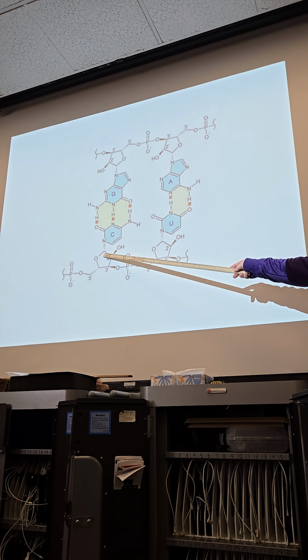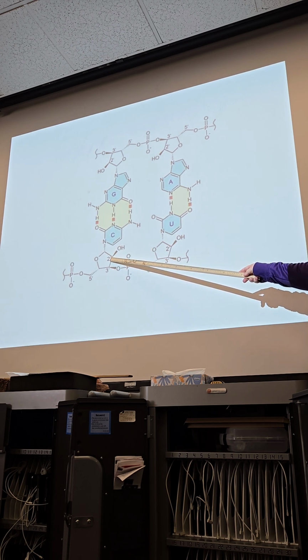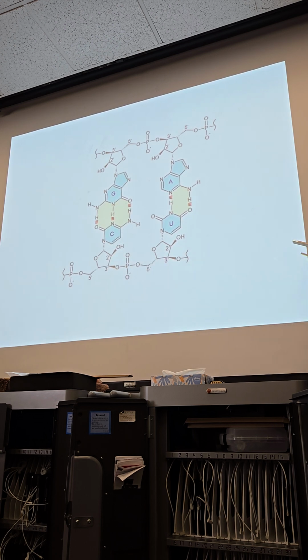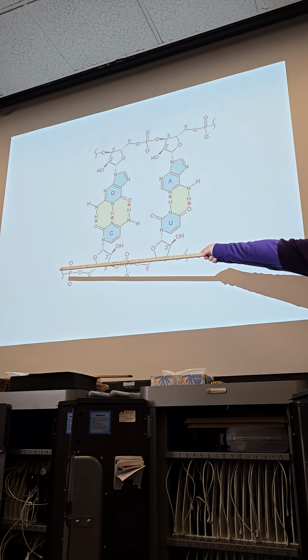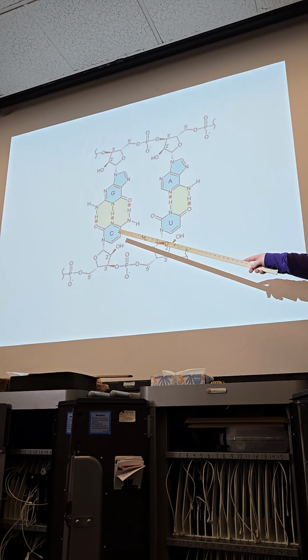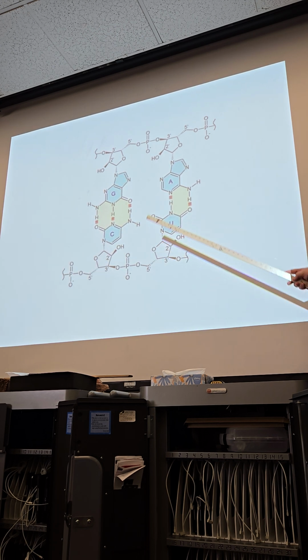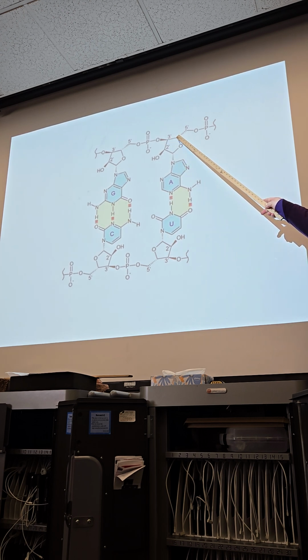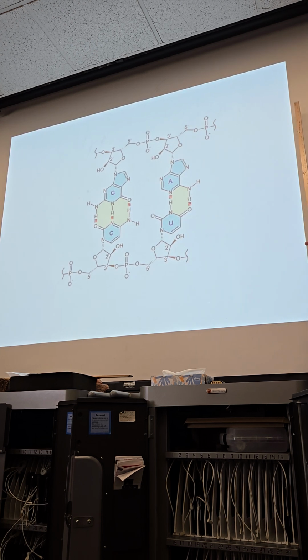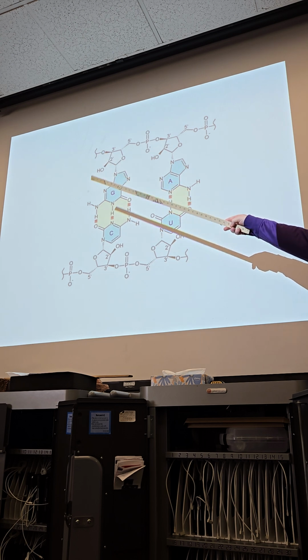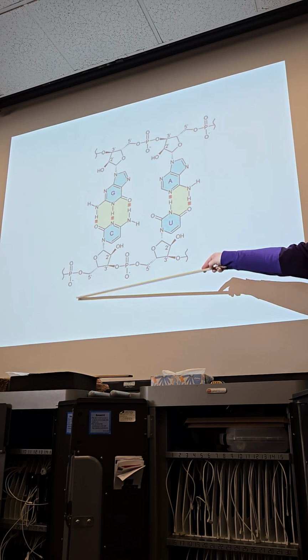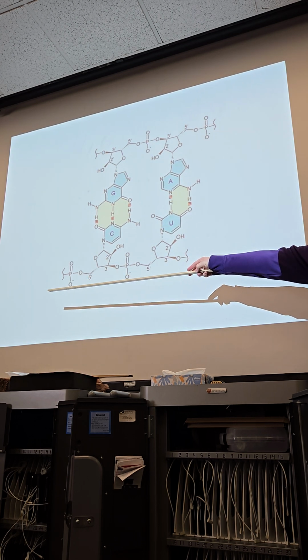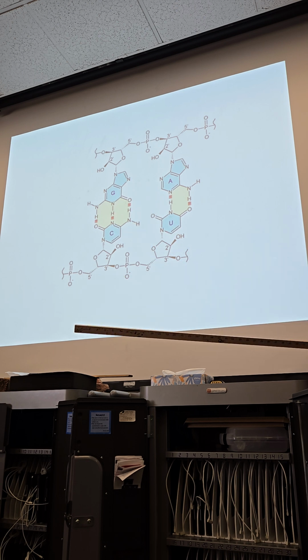Which carbon? 1, 2, 3. 3' is pointing this direction. 5' is pointing that way. Carbon 1 has the nitrogen base on it. Which carbon is that? 1, 3, 4, 5. 5' is pointing this way, 3' is pointing that way. So if 3' is pointing that way, 5' must be pointing that way over there, anti-parallel.